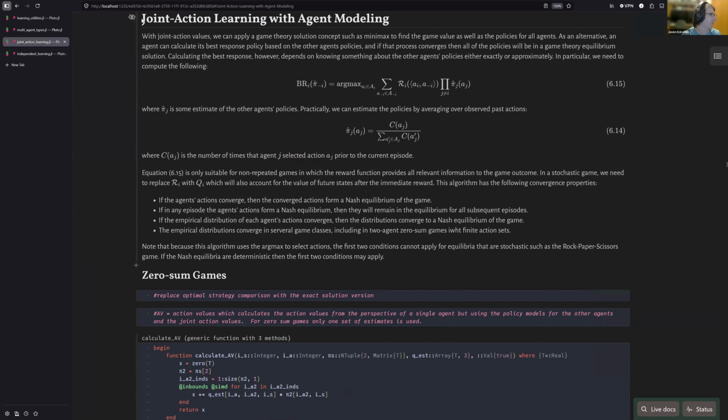Good. This was the agent modeling. So we looked at this in part 1 of the book, agent modeling with tabular problems. Next time we'll start getting into how agent modeling works in the case of approximation, using neural networks to model other agents' behavior.